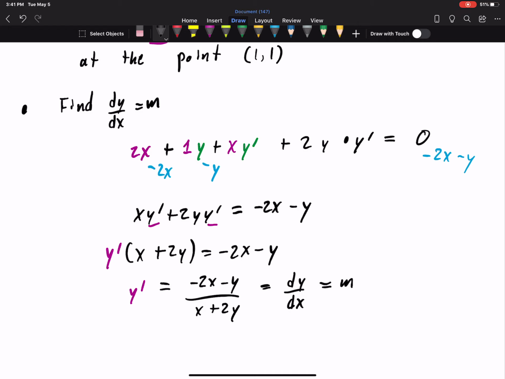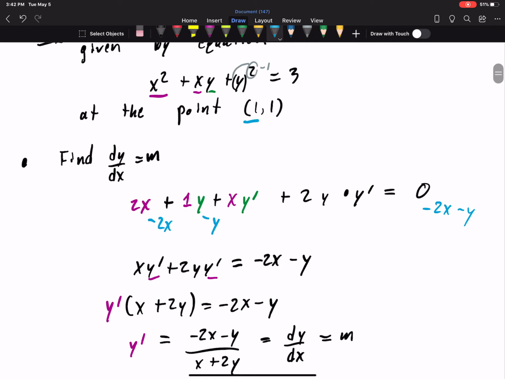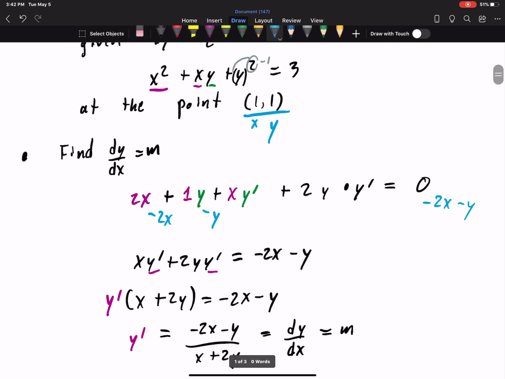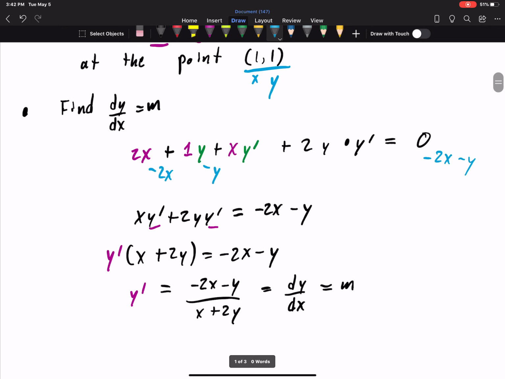Even though we don't technically know what our y function is, we do know what its derivative is, provided we have enough information to plug into both our x and our y. That is, if we're given a point on our graph, an x and a y, we can find the slope at that point. Turns out, at the very beginning of this problem, we were given a point, an x value and a y value. So in order to figure out what this m is, we're going to substitute in x is equal to 1 and y is equal to 1. Every place you see an x, you replace it with a 1.